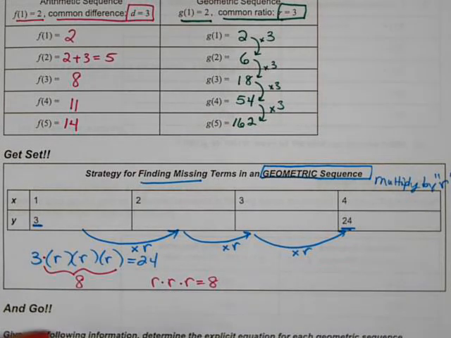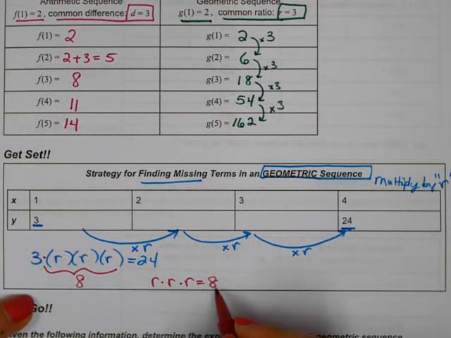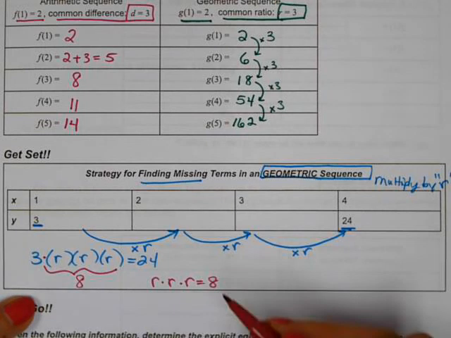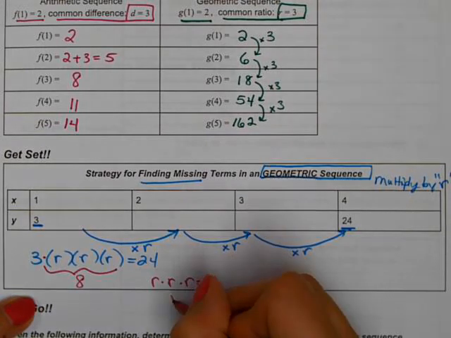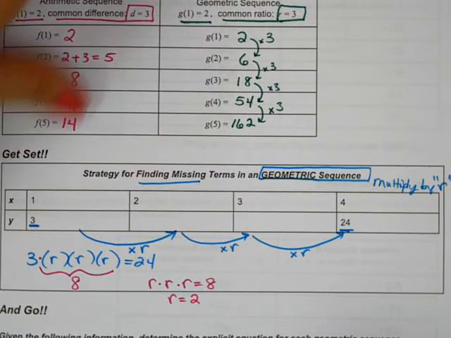And this is where people guess and check with their calculator. Does 1 times 1 times 1 make 8? No. How about if r was a 2? 2 times 2 times 2? That works. Sometimes if it's too small, people go bigger. If it's too big, they go smaller. But r does indeed equal 2. Let's check this.